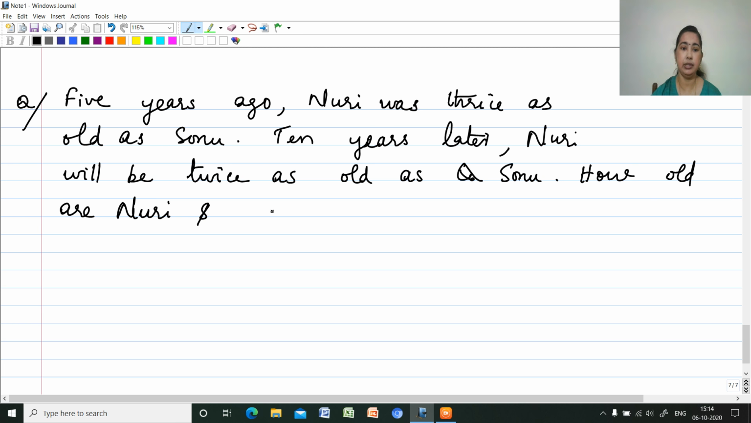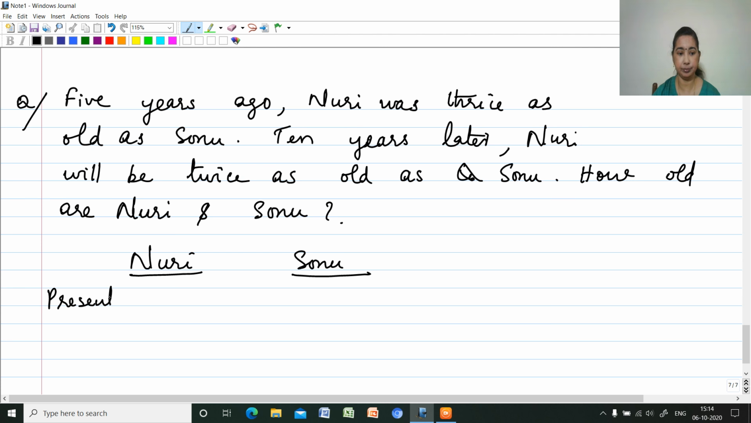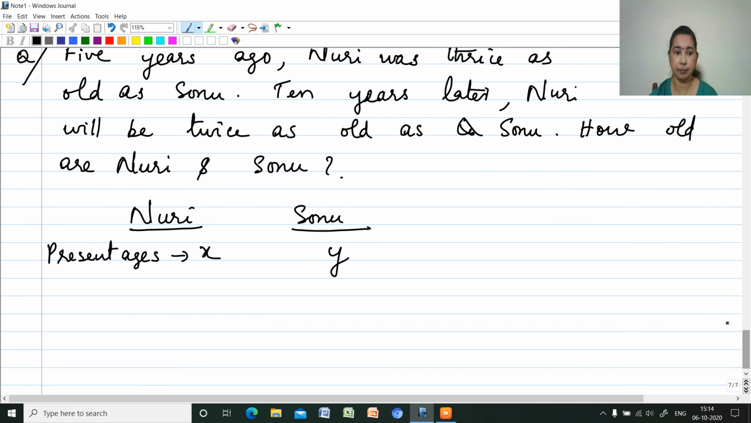So we'll consider their present ages. Let their present ages be x for Noori and y for Sonu. 5 years ago, what happens? 5 years ago means we have to subtract. So at that time, Noori's age will be x minus 5 and Sonu's age will be y minus 5. So 5 years ago, Noori was thrice as old as Sonu.